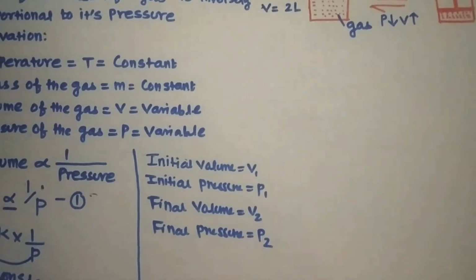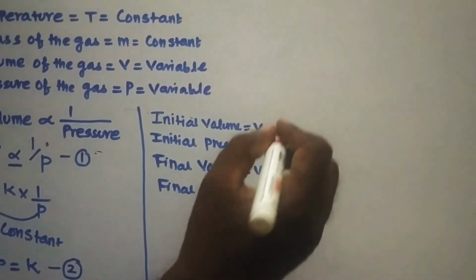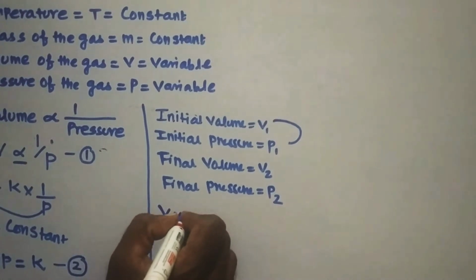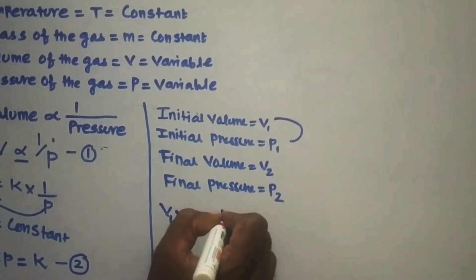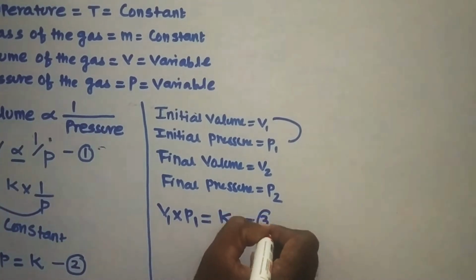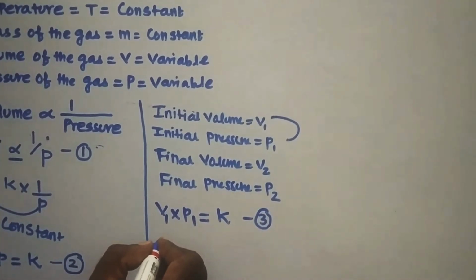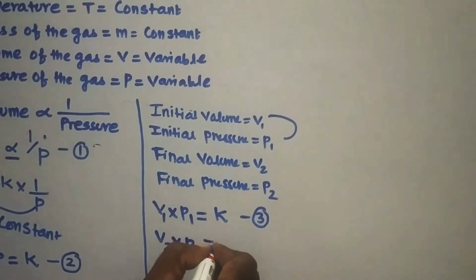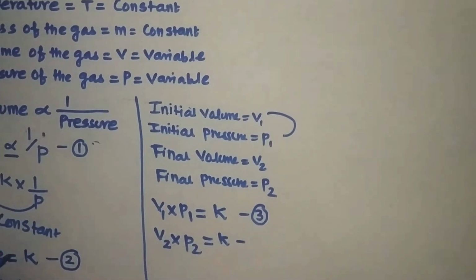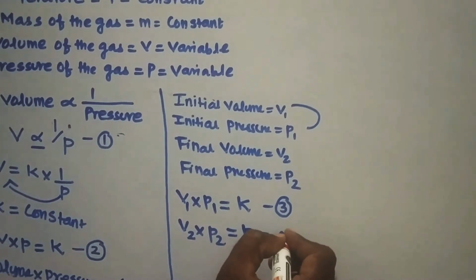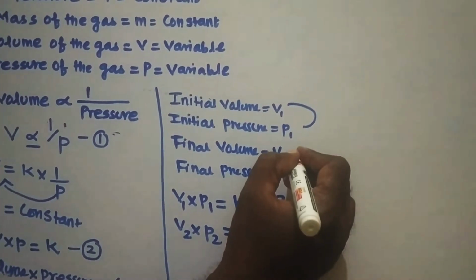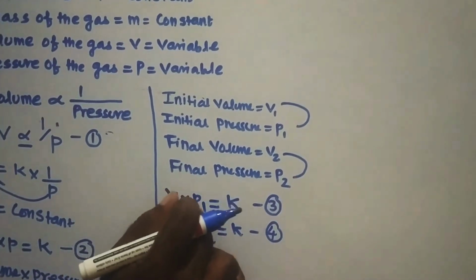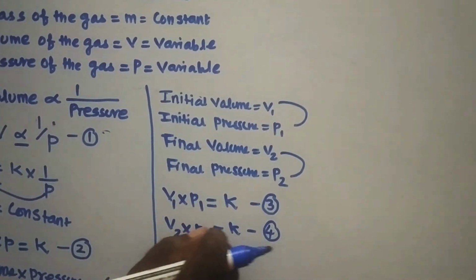So by using equation number 2, we are going to apply the initial volume and the initial pressure. The product of V1 into P1 is also equal to a constant, that is equation number 3. Then the product of V2 into P2 is also equal to K, by using V into P is equal to K. That is equation number 4, using the final volume and final pressure.